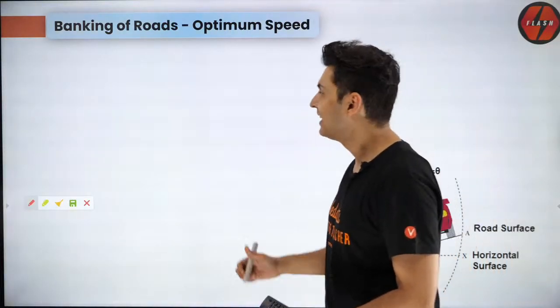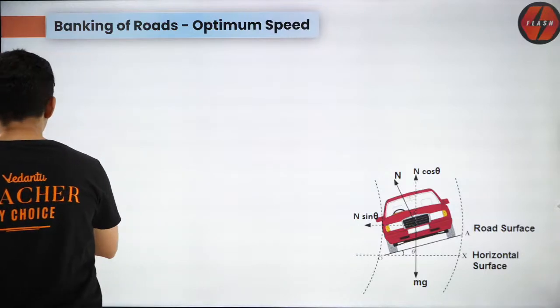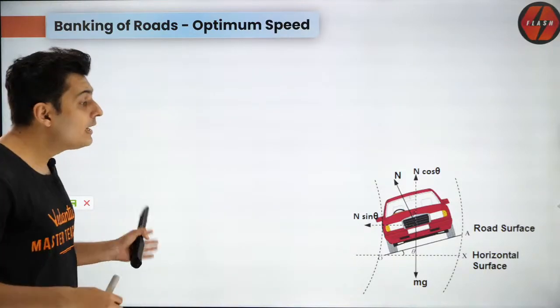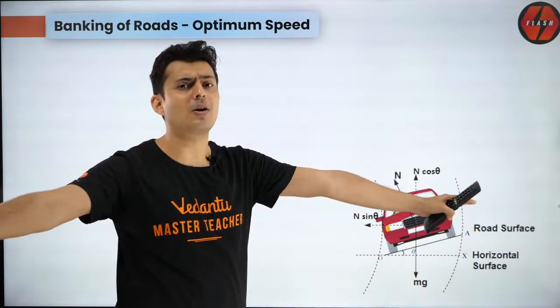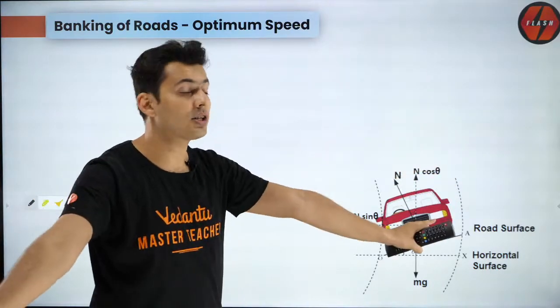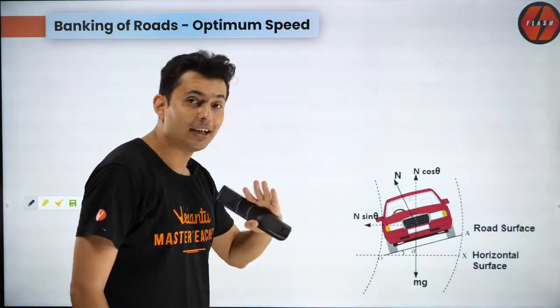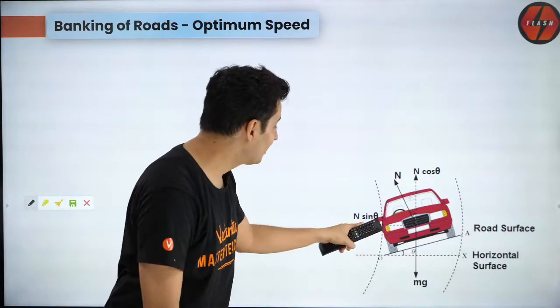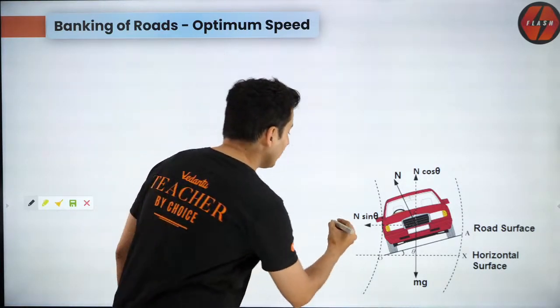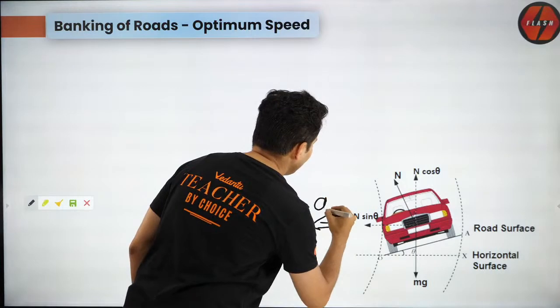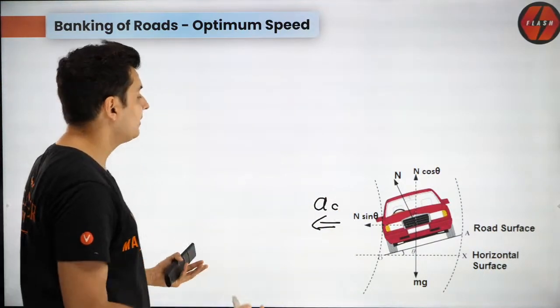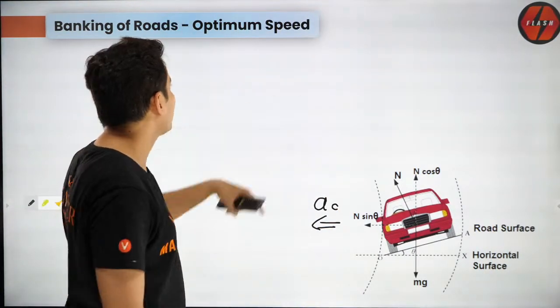That's how it looks like. So when you tilt a road, believe me, even if the friction is not there, the car can go in that curved path because the normal is there. So this normal is enough to provide it acceleration, and then we get something called the optimum speed.